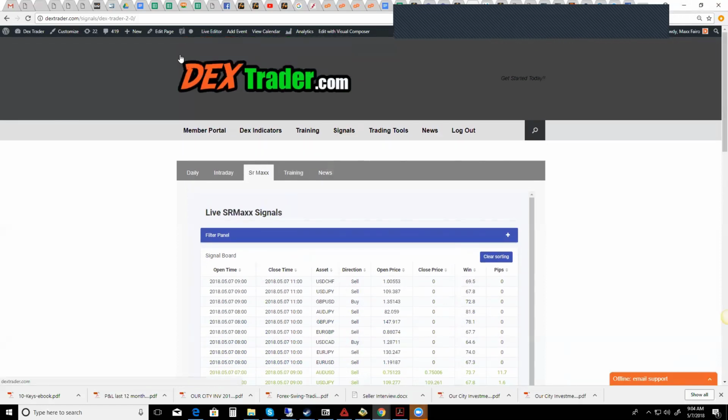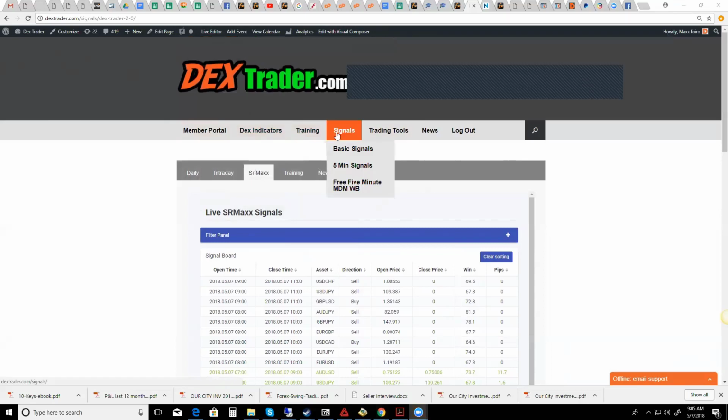All right, let's just take a quick little break here from the DEX trader side of it, and I want to kind of go over the DEX effects copy solution, and looking at Forex this morning.